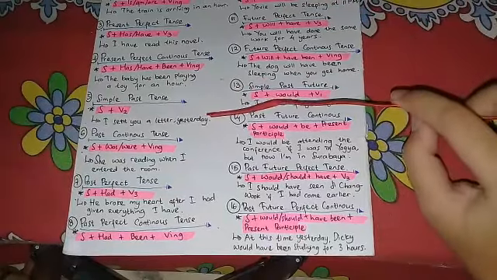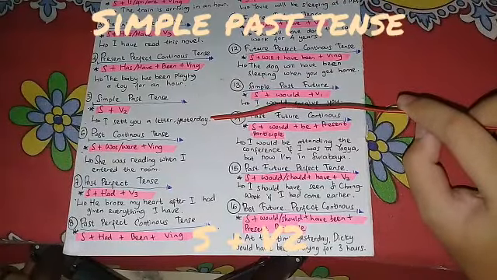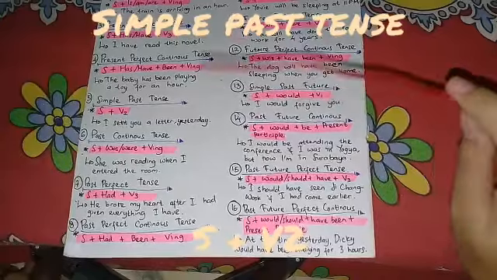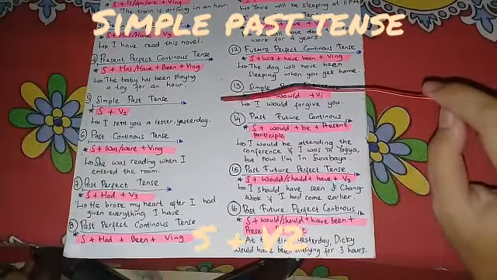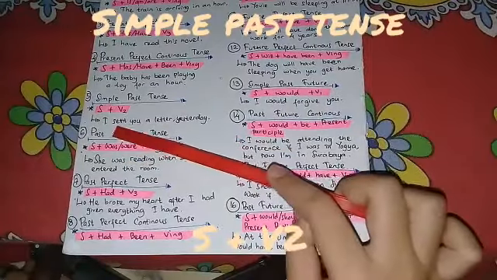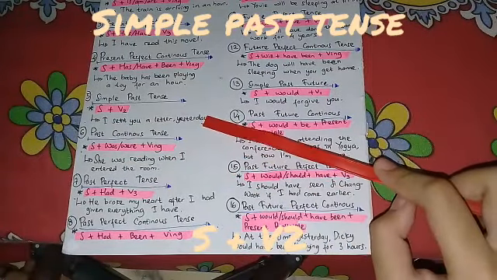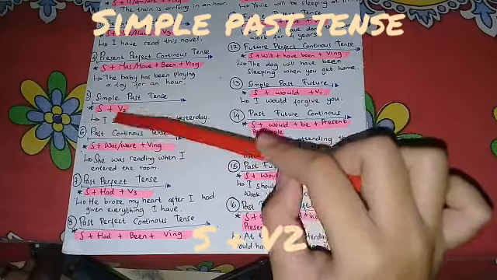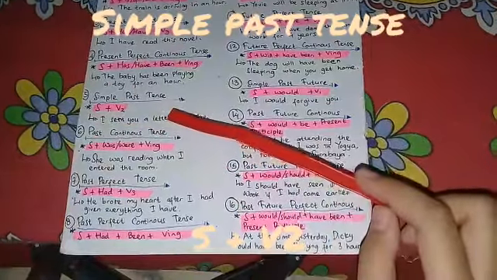Next, number 5, simple past tense. Simple past tense is used to indicate an event in the past. The example is I sent you a letter yesterday. The structure is subject plus verb 2.